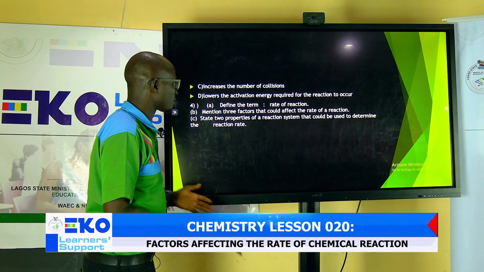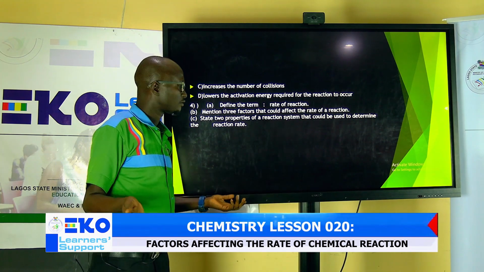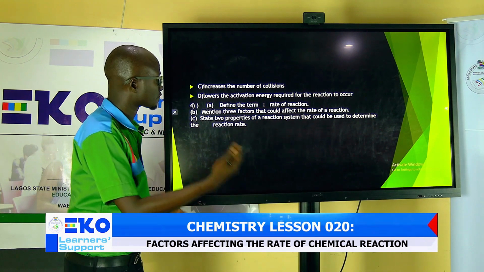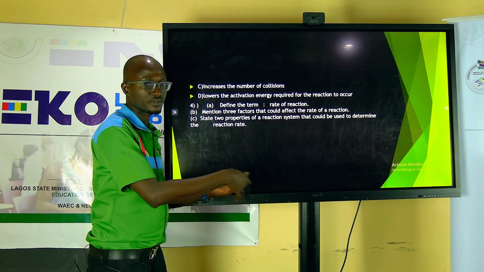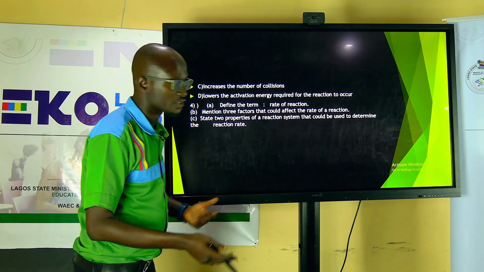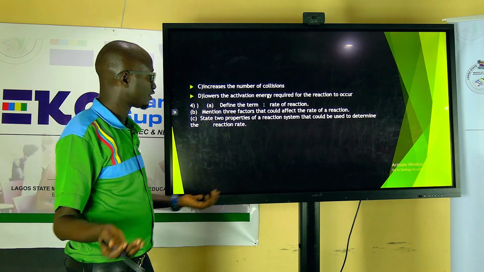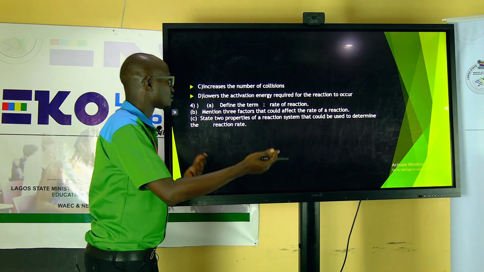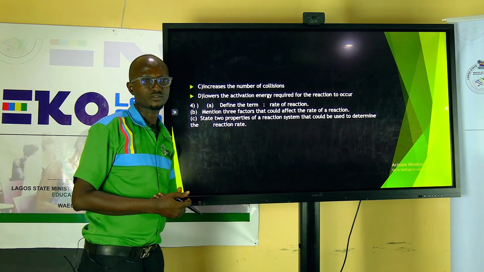Yes, 2 properties. We can use the mass, because as the reaction is proceeding, the mass will either be increasing or decreasing. And we can also use the pH. We can use the pH. The pH also tells us how to determine the reaction rates.